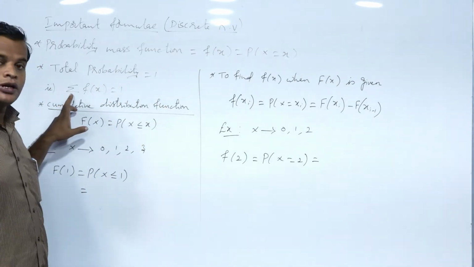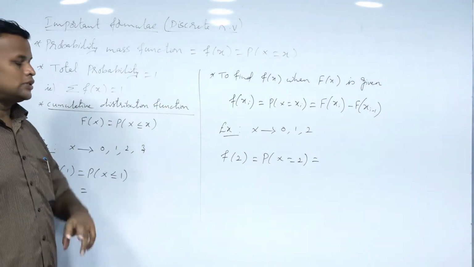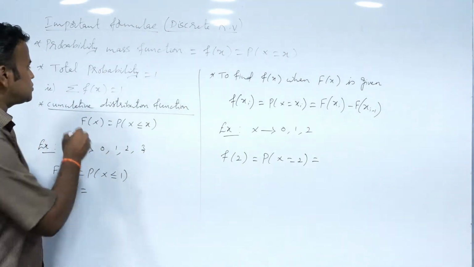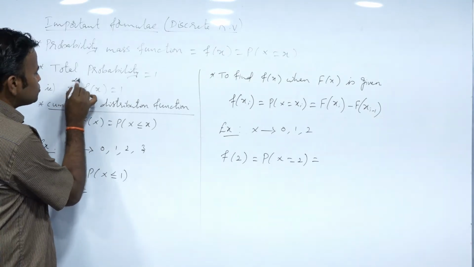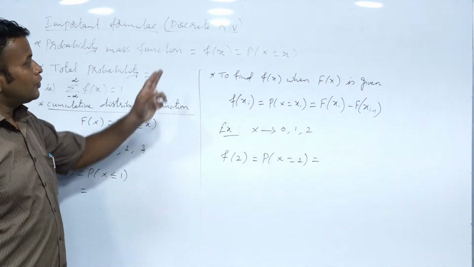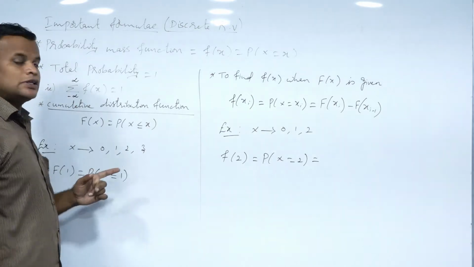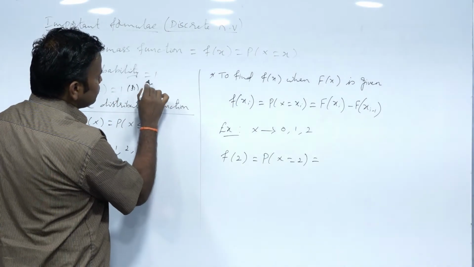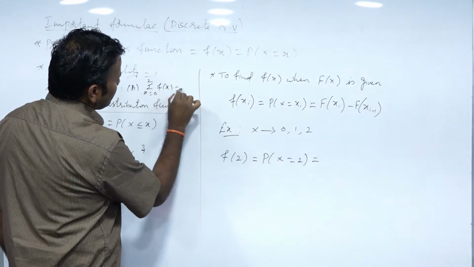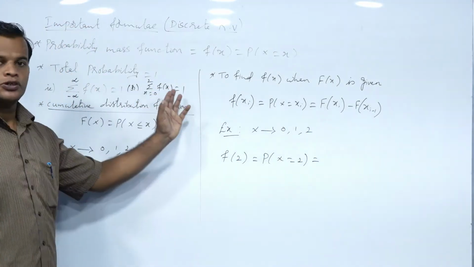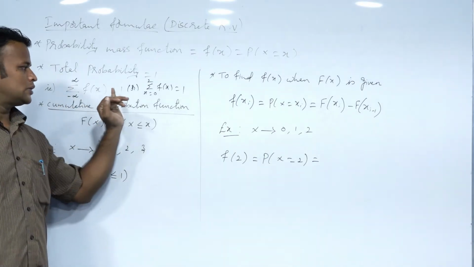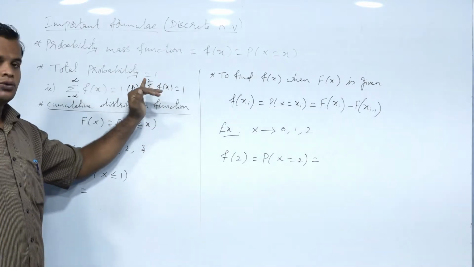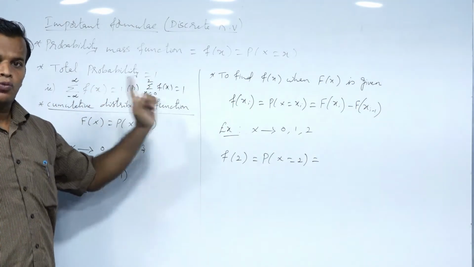What is the name of the symbol? Summation. Summation of f of x is always equal to 1, where the value of x starts from suppose minus infinity up to plus infinity. Or if it is discrete, the value of x is suppose summation over x equal to 0 to 2, f of x equals 1. So this is also possible. In general, I write summation of f of x equals 1, or summation over x from 0 to 2; the total probability value should come to 1.